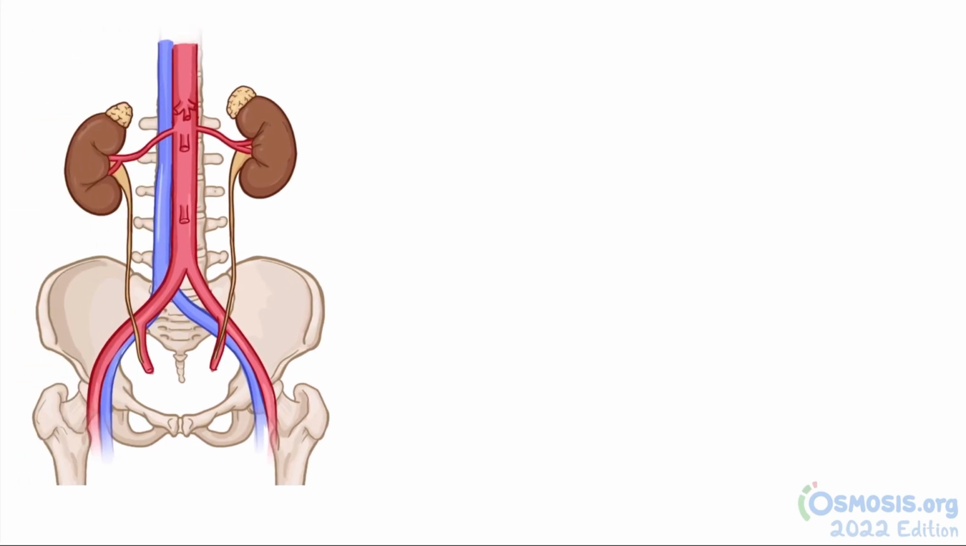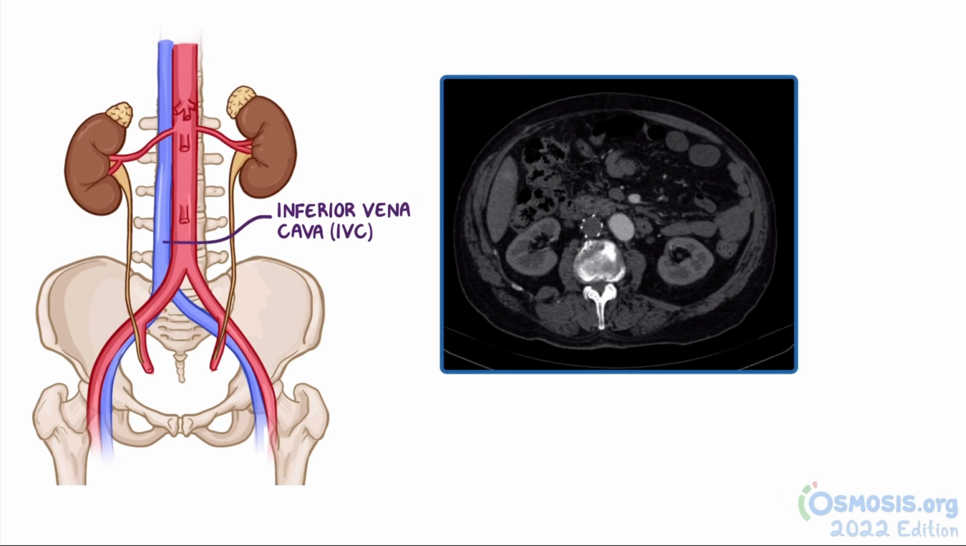Another important structure located along the posterior abdominal wall is the inferior vena cava, or IVC for short. The IVC ascends in the abdomen along the right side of the vertebral bodies to the right of the abdominal aorta. On a coronal section of a CT scan, however, the IVC can be seen along the vertebral bodies, but on the left side of the image, which corresponds to the right side of the body.